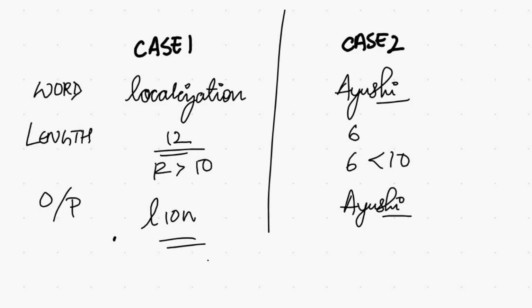In case of Ayushi, length 6 is less than 10. So in this case, we have to return the original word without making any changes. So we will return Ayushi. I hope it's clear to you now. Now let's code it out.